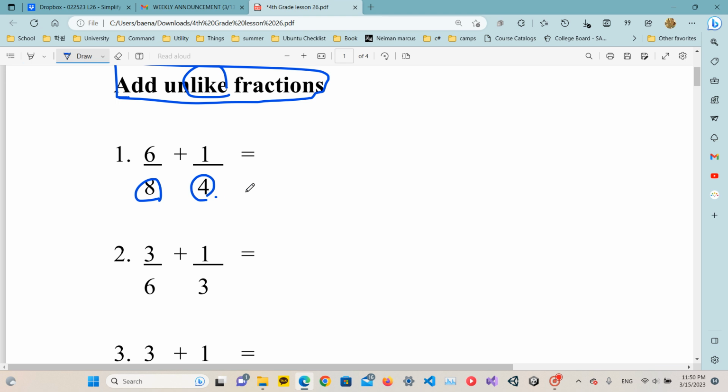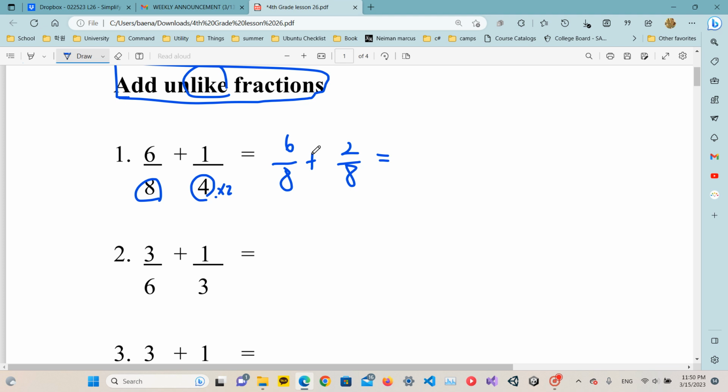So what you have to do is, first of all, find the common denominator of these two fractions, and then you can add. So for example, for number 1, you have a base of 8 and a base of 4. If you multiply 4 by 2, you'll get 8, which makes both fractions have the same denominator.